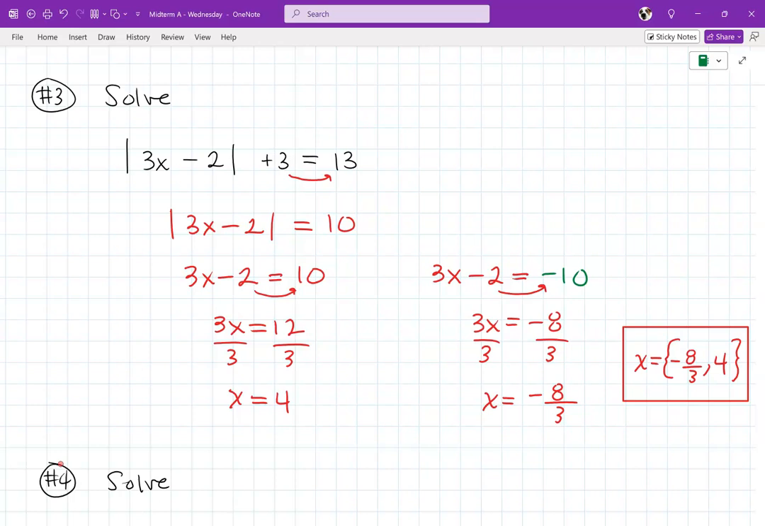Are we okay with example 3, or number 3 here? Bless you. All right, moving on.